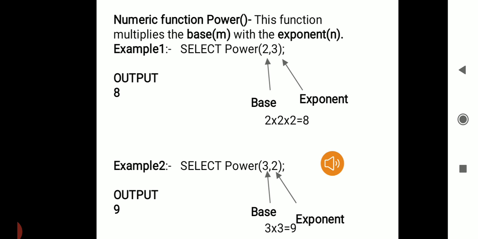Again, check the second example. The query says select POWER within brackets 3, 2 followed by a semicolon. Here the base is 3 and the exponent is 2. Since the exponent here is 2, the base number 3 will be multiplied 2 times. That is 3 into 3, which gives 9. That's why the output below also gives 9.